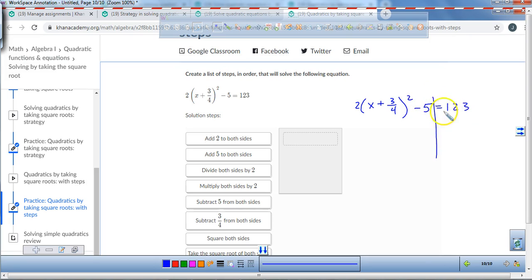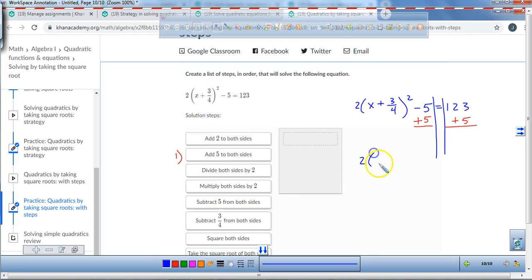Alright, so step number 1. The first thing I'm going to do is I'm going to add 5 to this side. I'm going to add 5 to this side. So that's step number 1. So add 5 to both sides, boom. Step number 1, I'm going to drag that guy.